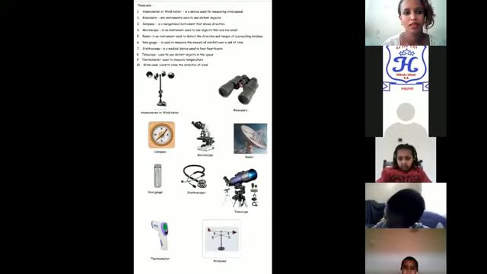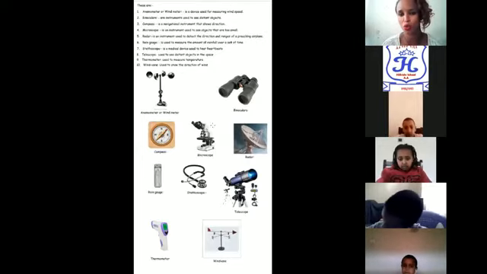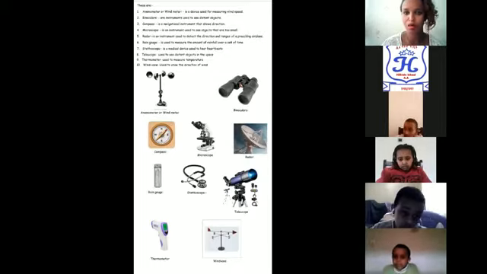The third one is compass. A compass is an instrument that shows the direction. The fourth one is microscope. A microscope is an instrument used to see objects that are too small, like germs. The fifth one is radar. It's an instrument that shows the direction and range of approaching airplanes.